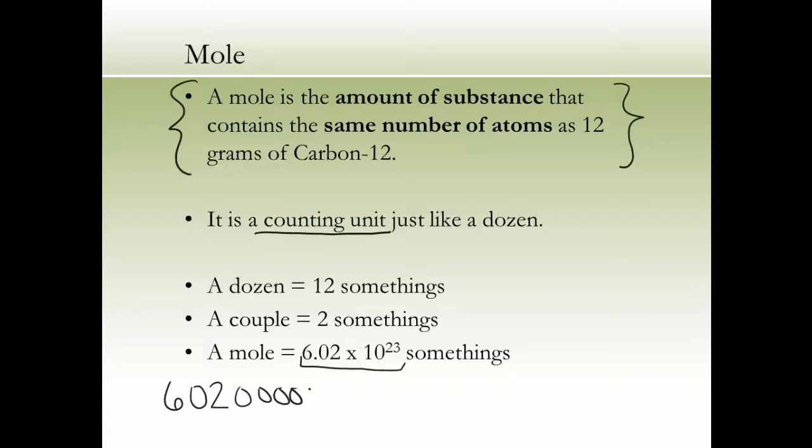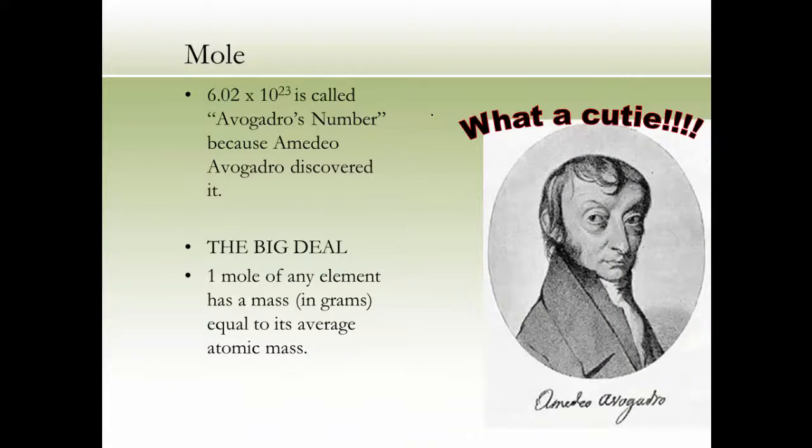So 1, 2, 3, 4, 5, 6, 7, 8, 9, 10, 11, 12, 13, 14, 15, 16, 17, 18, 19, 20, 21. This gigantic number right here is a mole. And again, that could be anything. It's the same number of things as there are atoms in 12 grams of carbon 12. That number was discovered by a scientist named Amadeo Avogadro, so he gets credit, and we call it Avogadro's number. This is the big chemistry deal.